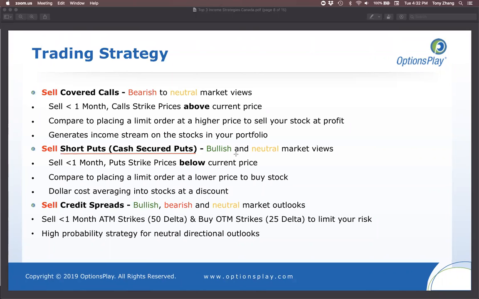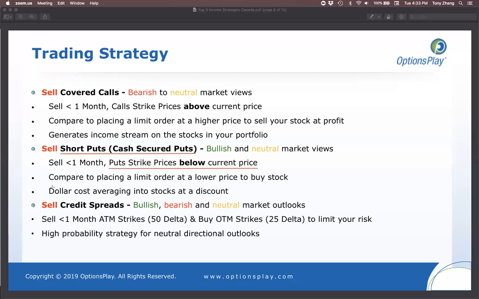So that's why I like to start selling cash secured puts first. So cash secured puts, the goal here is to simply sell a put at a strike price below the current price. So imagine if you have a stock XYZ or BMO stock that's currently trading around $100 and you want to buy the stock at $95. What would you do? You place a limit order at $95 to buy the stock.